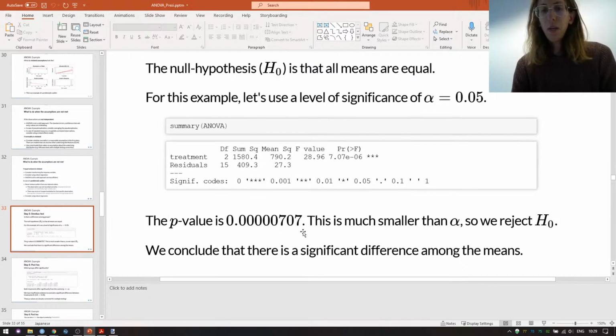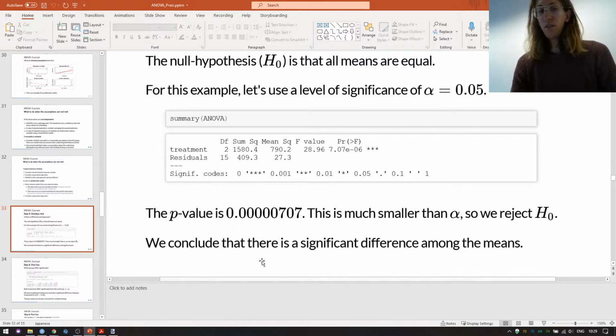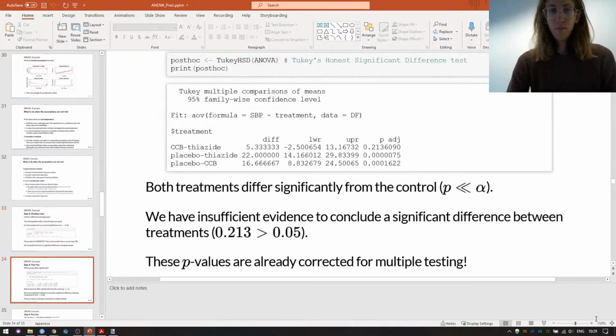Now, we see that the p-value is very, very low. It's 7 in a million. And this is much smaller than alpha, so we reject the null hypothesis. And if we reject it, we conclude that there is a significant difference between the means.